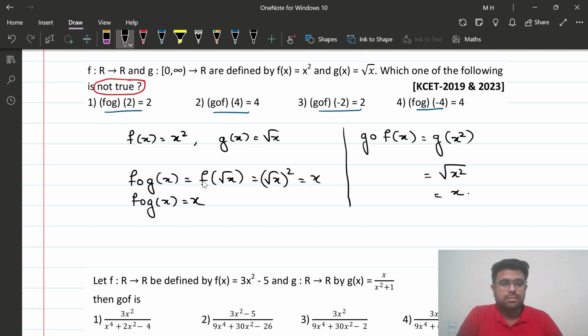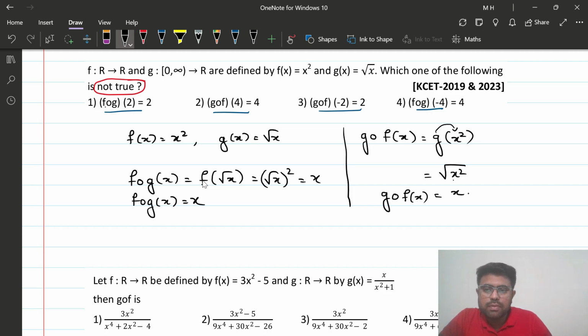Okay, because x is anyways, since we are substituting it in g, it has to be positive. So let us make it positive. So therefore g of f of x is equal to x. Okay, now you can see the first option says f of g of 2 equal to 2. So if I put 2, it is also going to be 2. So therefore f of g of 2 equal to 2. It is true.